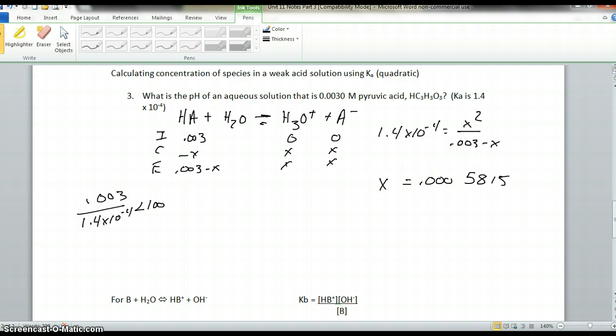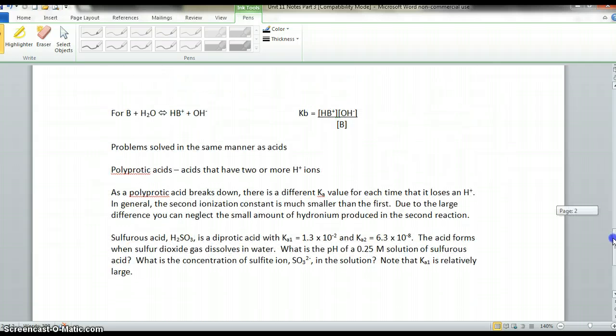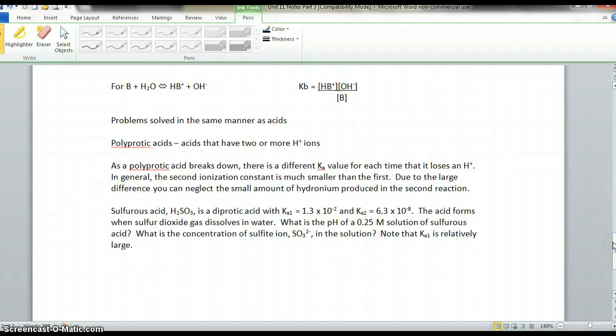If you look down here, as we scroll down a little bit, there's the base equation right here, and there's Kb. Again, the only difference is a base in a Bronsted-Lowry definition gains an H, so you can see B becomes HB plus. So then water loses an H, and water acts as an acid here. But the same exact process would be done for any of the types of problems. You're just using a base instead of an acid.